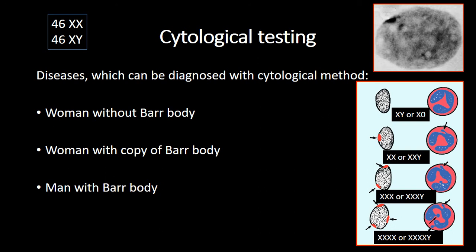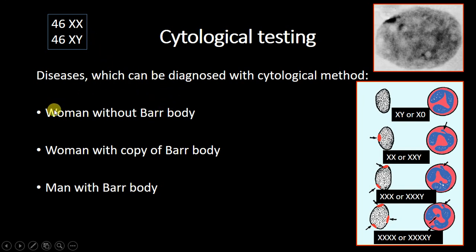What we can talk about on the basis of the cytological testing. Diseases which can be diagnosed with cytological testing. One more. The normal genotype of the women is 36XX, 36 chromosomes with XX sex chromosome, and the normal genotype of the man is 36XY. So in normal, women have one Barr body.